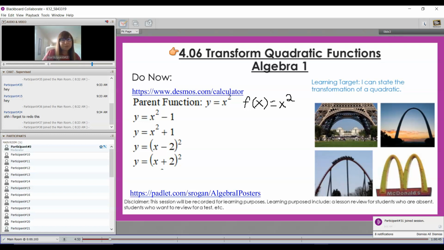All right, so what I wanted us to do for just a quick warm-up and just to kind of refresh our memories on these is to check out Desmos, and we're going to type these in and actually see the transformation. So the first thing that I want you to have is the parent function, and then we're going to do these just one at a time to see that shift, to see that transformation, okay?